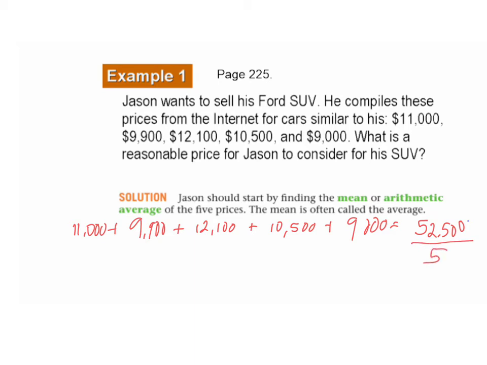And 52,500 divided by 5 comes out to be 10,500. That is a reasonable price for Jason to consider when he sells his Ford SUV. Get that down, and we will proceed to example 2.